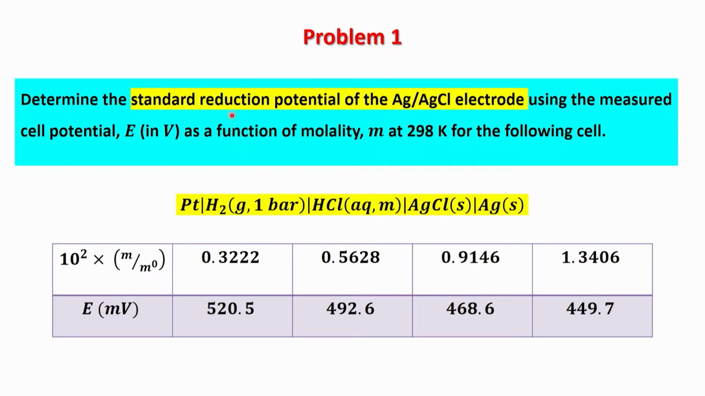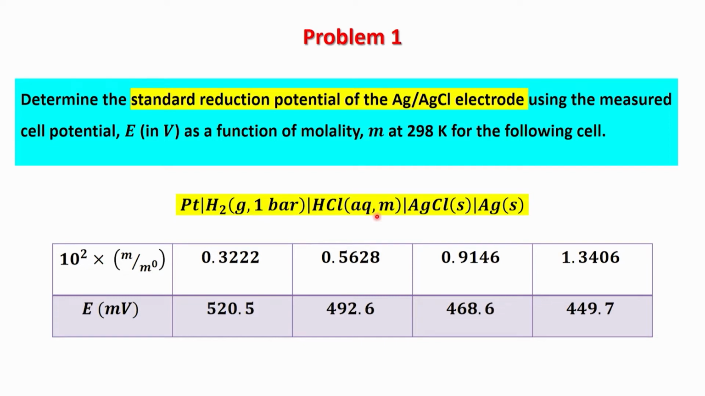Here we are going to find out the standard reduction potential of the silver chloride electrode. For this purpose, we are going to use this particular cell where I have coupled the silver chloride half electrode with a standard hydrogen electrode. How do I know it is a standard hydrogen electrode? Because I am maintaining the hydrogen gas at 1 bar, and here, instead of maintaining the HCl solution at unit activity, I am using an aqueous solution having a molality of m.